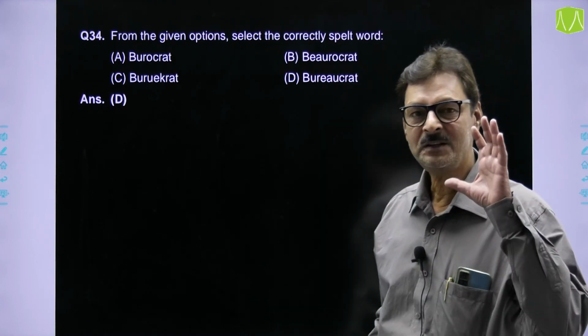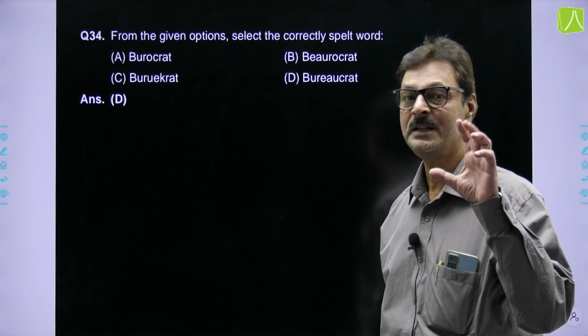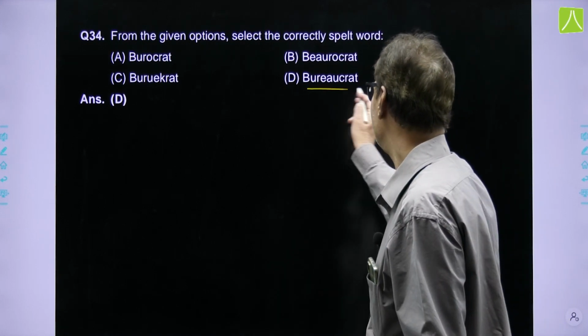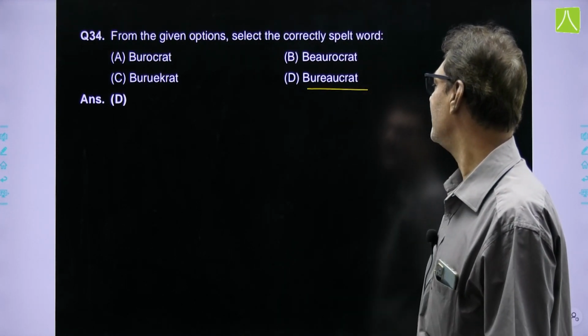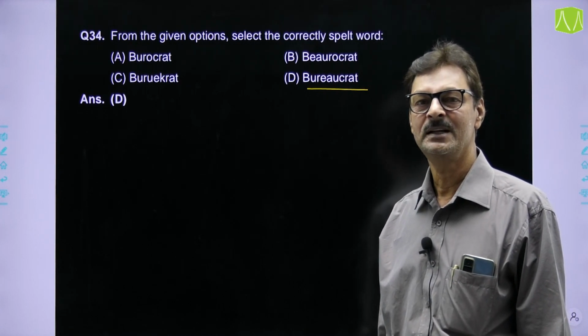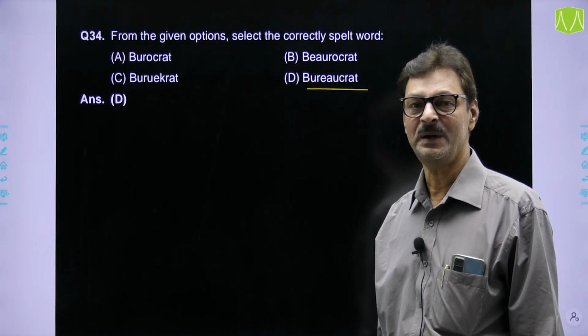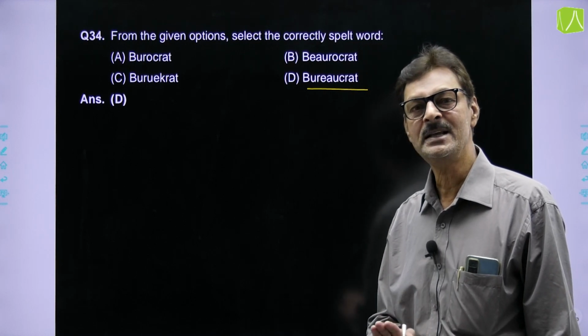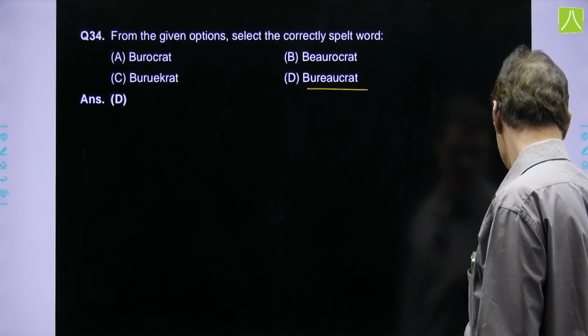So, very easy spelling based questions were there, and one more spelling of bureaucrat, and if you just see the looks of the word also, you can realize that the correct spelling is option number D, BUREAUCRAT. This is the only correct way this word is spelled. So, 4 very easy spelling based questions were there.